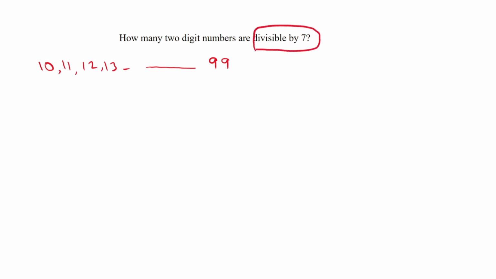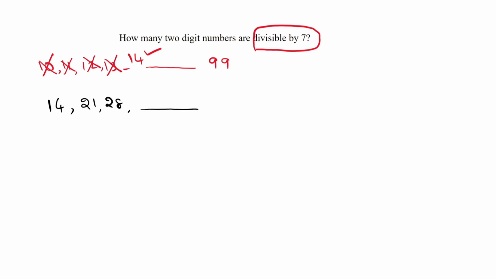Here 10 is not divisible by 7, 11 is not divisible, 12 is not divisible by 7, 13 is not divisible by 7. So the next number is 14. Yes, 14 is divisible by 7. So in our required progression, the first term is 14. Then it is speaking about divisible by 7, right? So keep on adding 7. 14 plus 7 is 21, 21 plus 7 is 28, and so on.